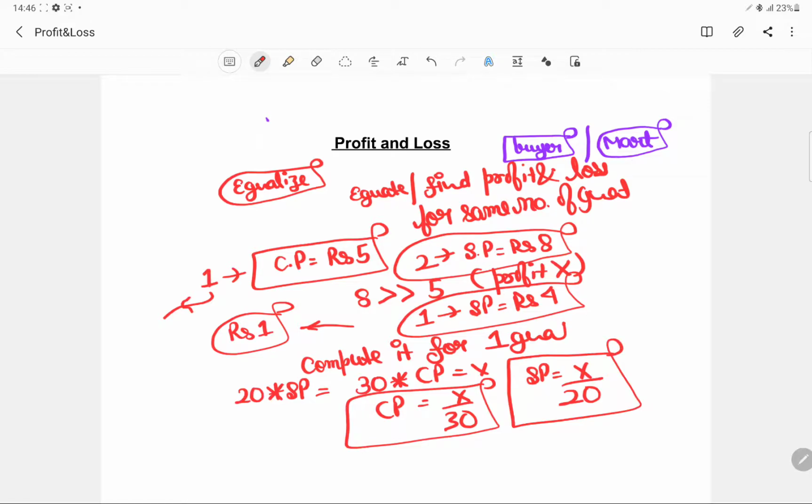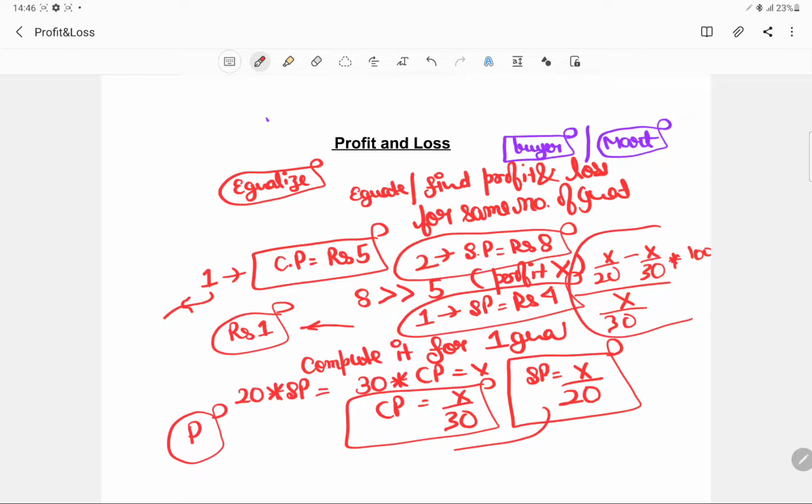Okay, and from here you can actually calculate that, see, this is bigger, so it would be a profit. Now you can answer it more clearly. So this would be like X by 20 minus X by 30. So that is the profit we are earning, and it is always over the cost price into 100.